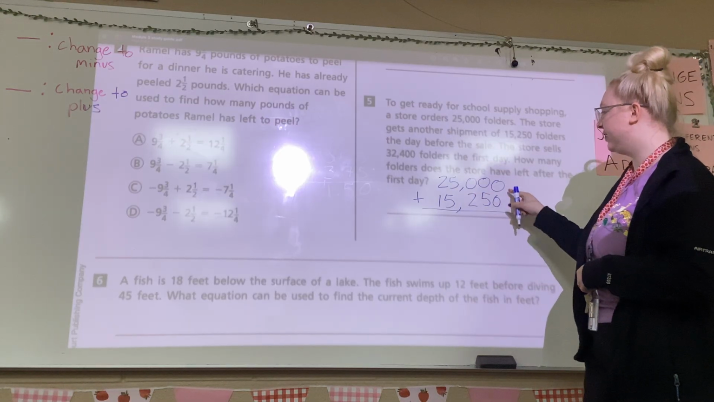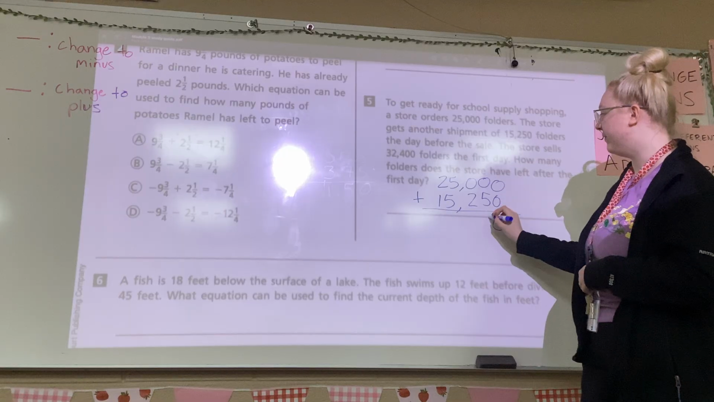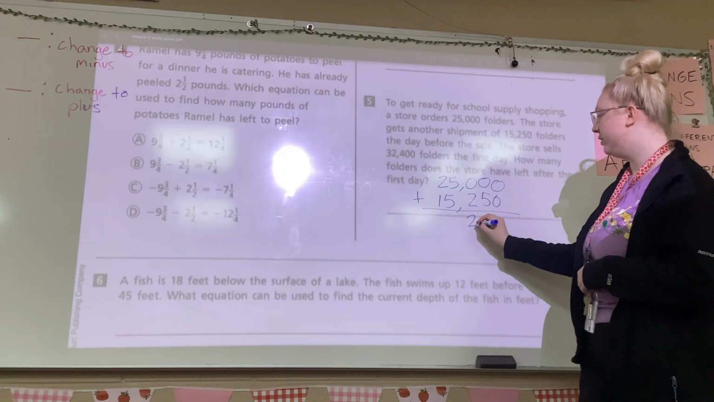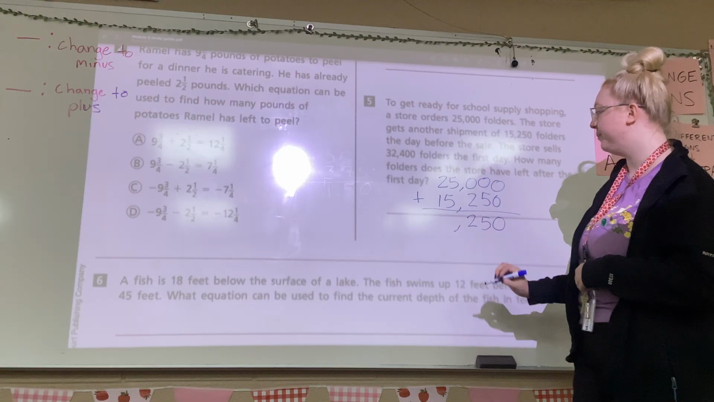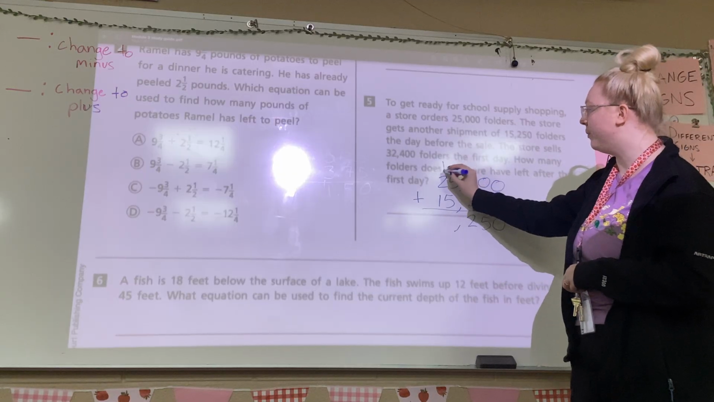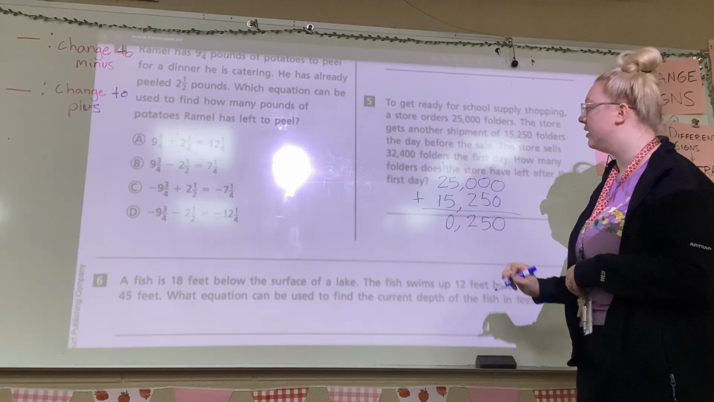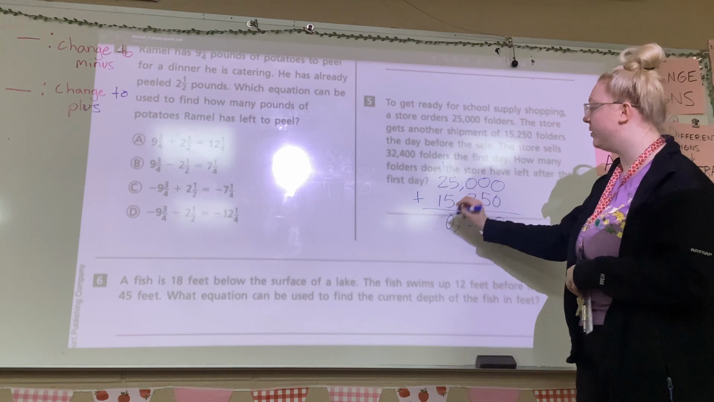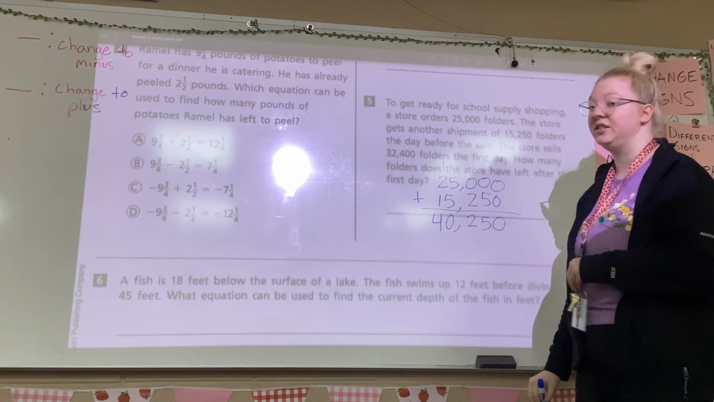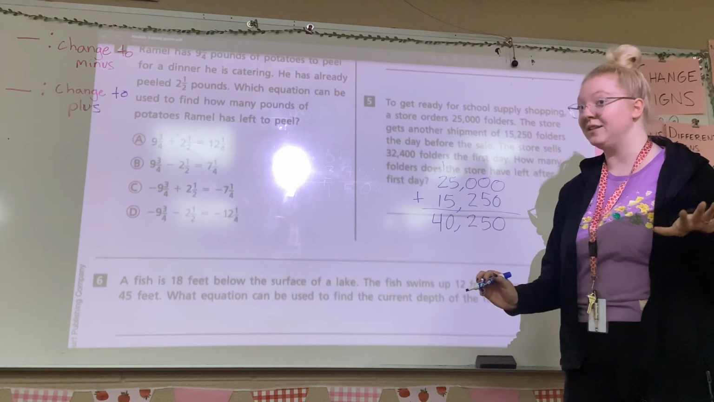Let's do this by hand. 0 plus 0 is 0. 0 plus 5 is 5. 0 plus 2 is 2. Our commas line up. 5 plus 5 is 10. 1, 0, 10. 1 plus 2 plus 1 is 4. Don't stop there. We're not done yet.